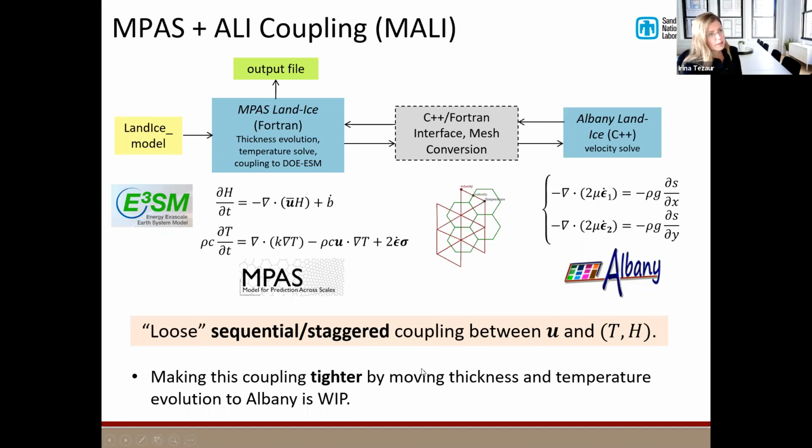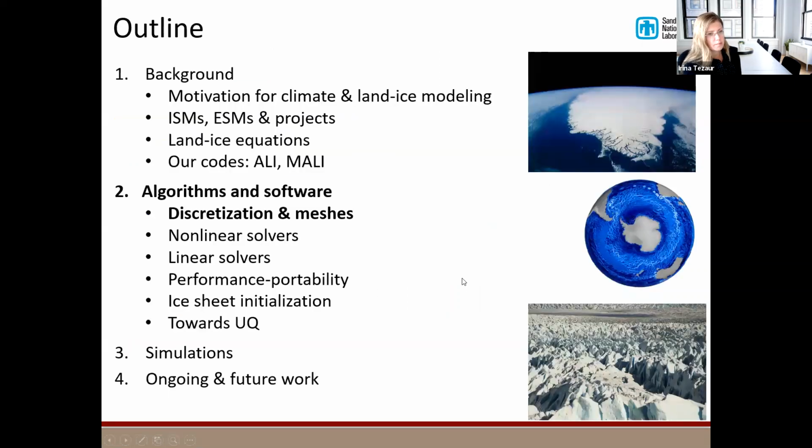One of the things we're working on now that I won't talk about, but is work in progress, is trying to make this coupling tighter. With the current workflow, it was fairly easy to implement this. But you do end up with fairly restrictive time steps due to the CFL condition by doing this part effectively explicitly. So trying to make this all fully coupled is work in progress, to allow you to use larger time steps relative to what we can do now.